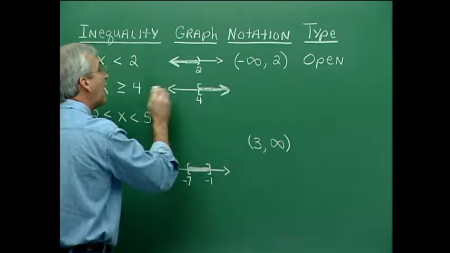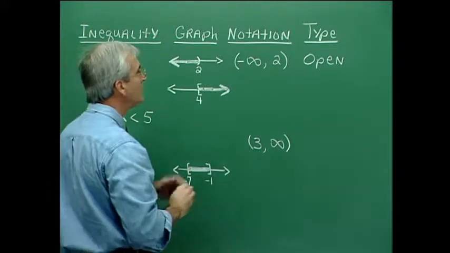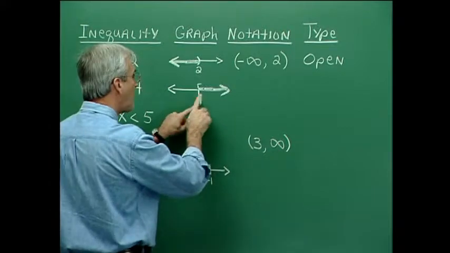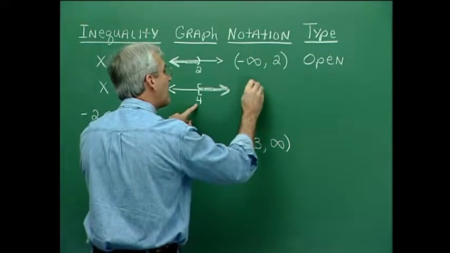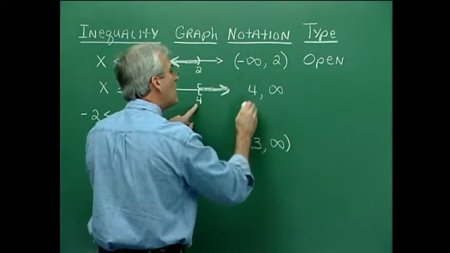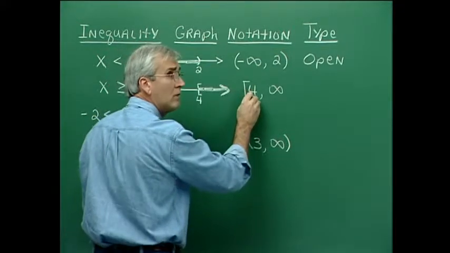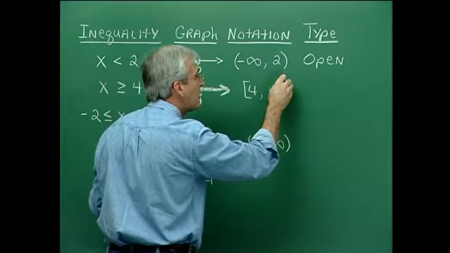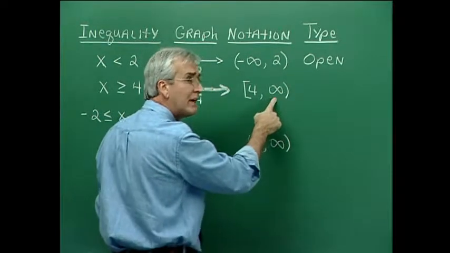And I might put the arrowhead on the other side as well. For the interval notation, we want the interval from 4 to infinity. So we write 4, comma, infinity. We want to include the 4, but we're not showing a closed situation on the right side because of the infinity notation.